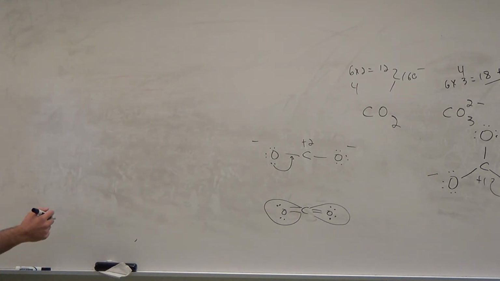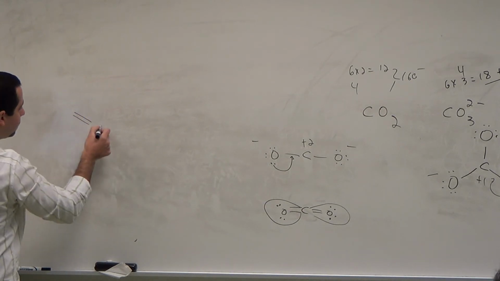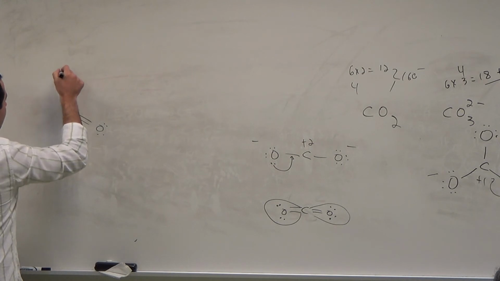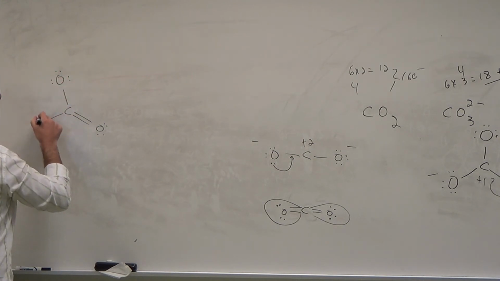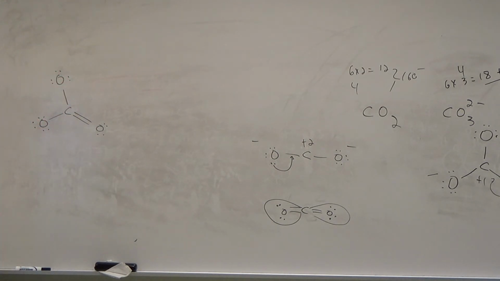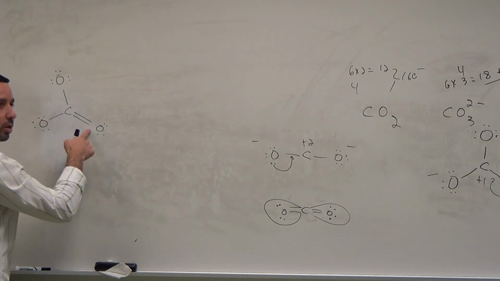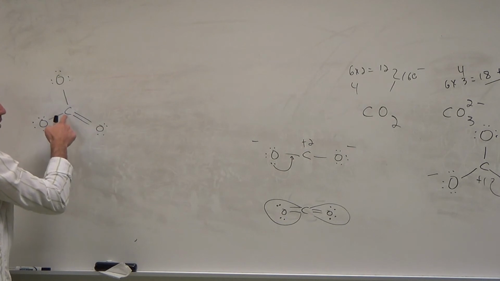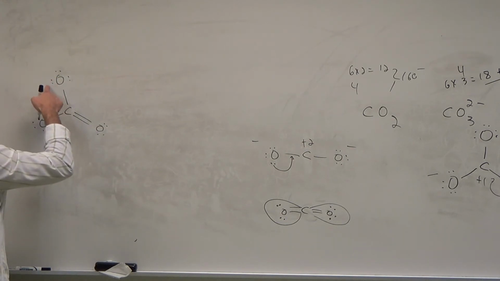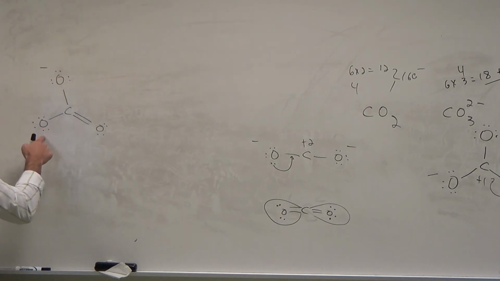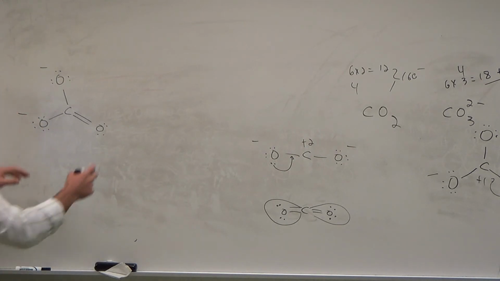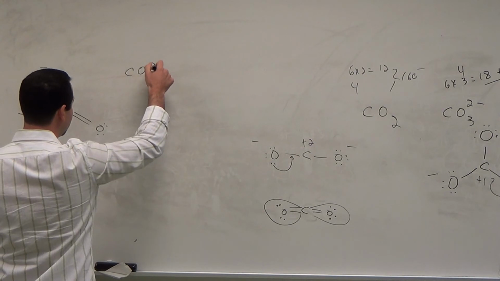So, how is this going to look? It's going to look like this. Here's the carbon, an oxygen there, and another oxygen here. What's the formal charge on this oxygen? 0. What's the formal charge on this carbon? 0. What's the formal charge here? Minus. And here? Minus. How many minuses? 2. This is why this is called CO3, 2 minus.